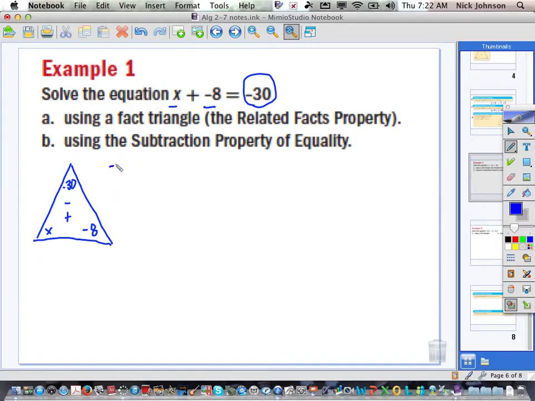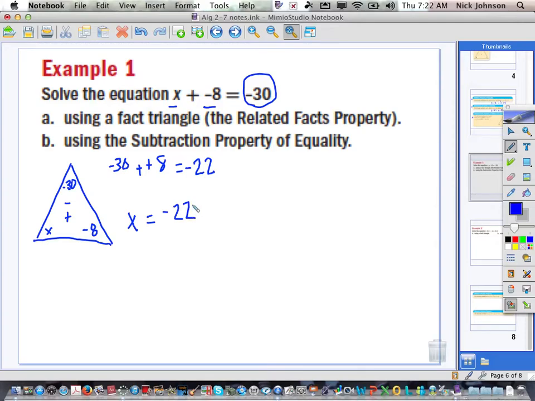So a negative 30 minus a negative 8 equals, minus a minus is plus. Well, what's a negative 30 plus 8? Well, the signs are different, so you subtract. That gives me 22. Negative on the bigger number, so it's a negative 22. So x equals a negative 22.